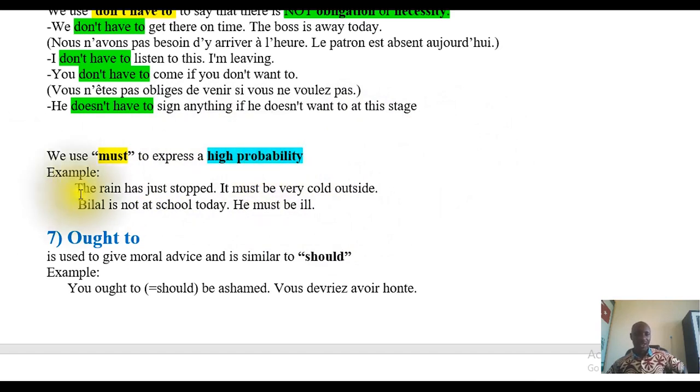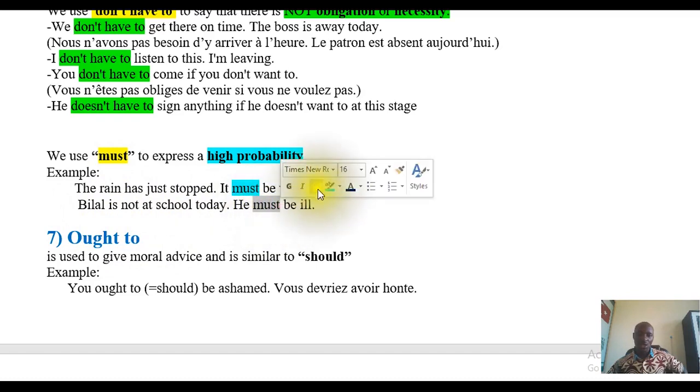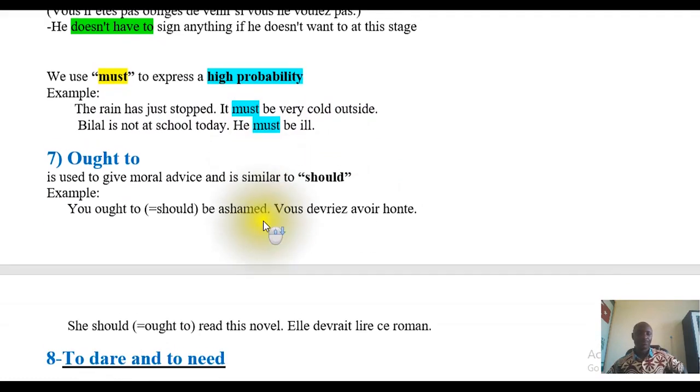The rain has just stopped. It must be very cold outside. Bilal is not at school today. He must be ill. Okay, this is strong probability.